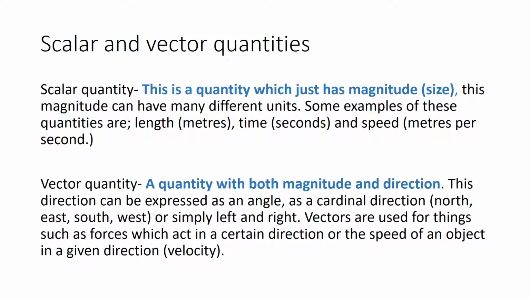As opposed to that, you have vector quantities, which are quantities with both magnitude and direction. The direction can be expressed as a cardinal direction, northeast, south, or west, left or right, or as an angle from the horizontal or from the vertical.